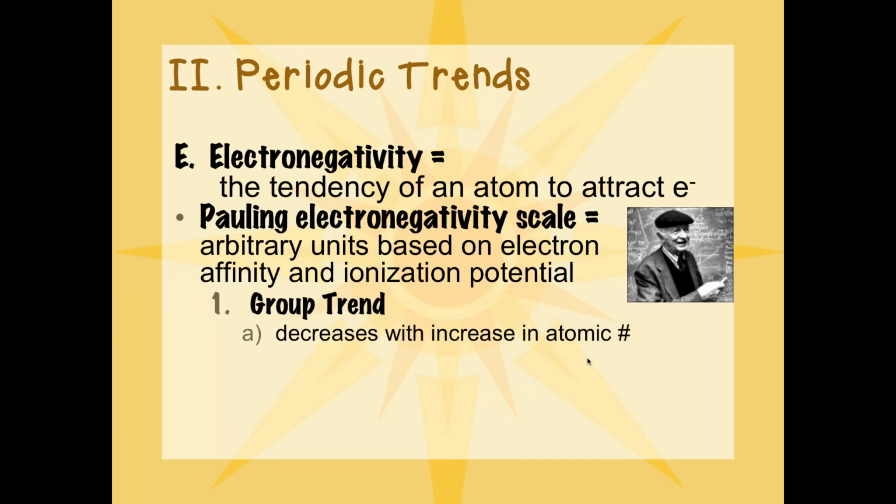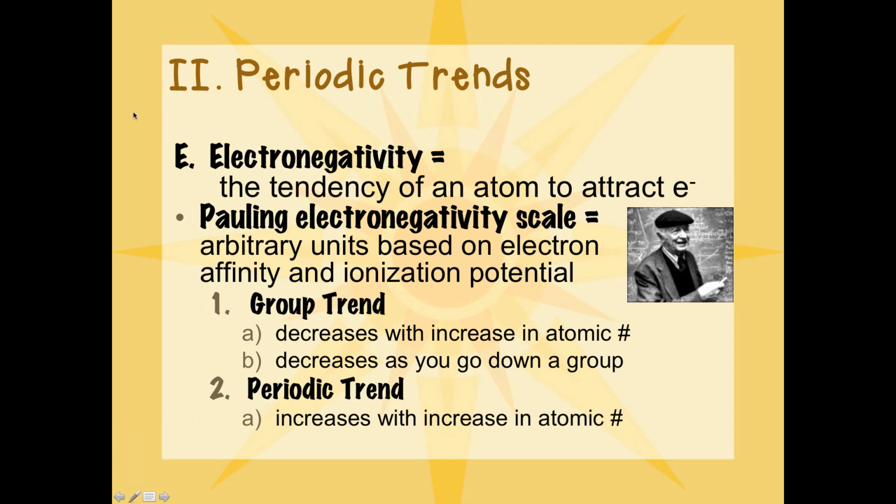And this is the trend. The tendency of an atom to attract an electron decreases as you go down a group, as the atomic number increases. So the elements on the bottom are less likely to attract an electron, so they would have a lower electronegativity value from 0 to 4. And then the periodic trend: electronegativity increases as you go from left to right, as the atomic number increases. So on the right side of the periodic table in a row, they are more likely.